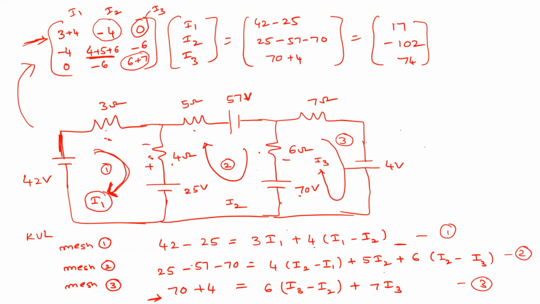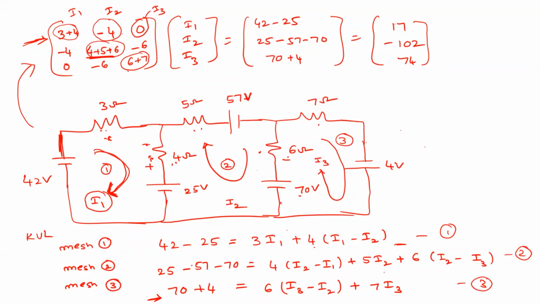Can I repeat once more? Here in the first mesh, how many resistors are there? Those are the resistances related to the first mesh, right? So here we have 3, 4. That is the first diagonal element. In the second mesh, we have 4, 5, 6. That is the second diagonal element. And the third diagonal element, we have 6, 7. Clear?